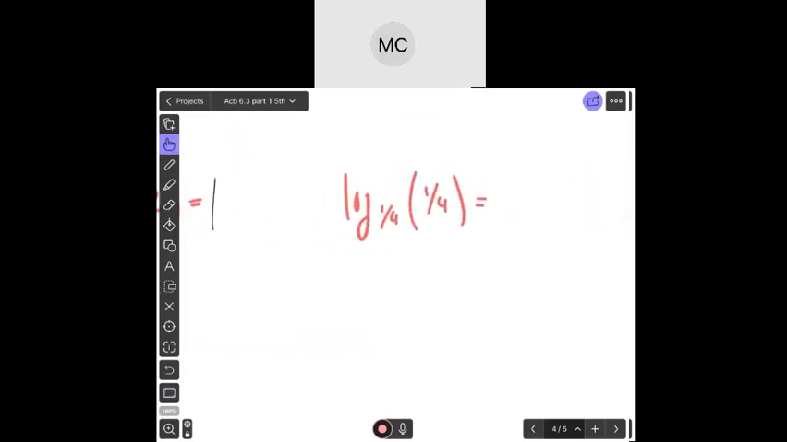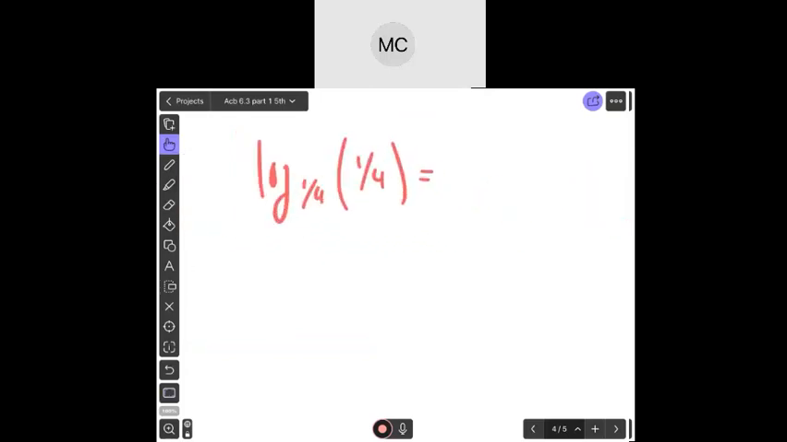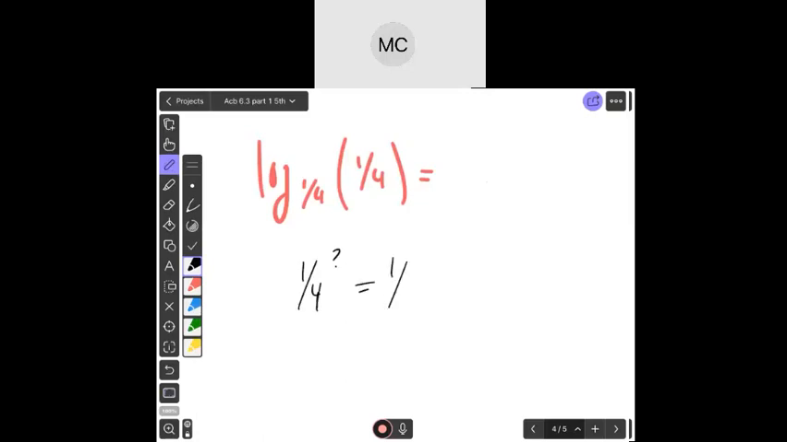Rhea, what about this one? Log base 1/4 of 1/4. What's that mean? What's that asking? 1/4 to what power is 1/4? What's the answer to that question, Rhea? 1. Okay. So what's the pattern?